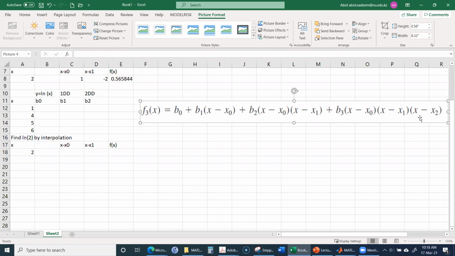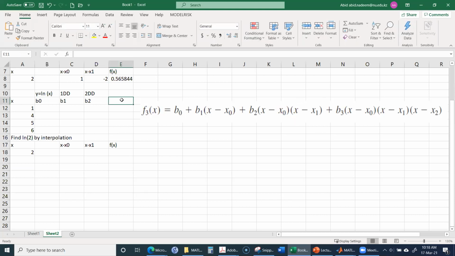And then these multiplying polynomials, x minus x0, x minus x1, and x minus x2. So in this case, we will need b3 as well, which will come from the third divided difference. Okay, third divided difference. And the values of y are actually given as the real values of the log of x.